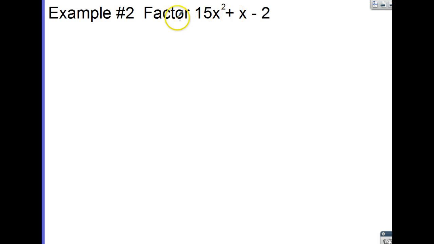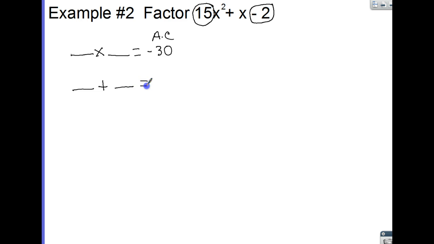All right, let's do another example. Don't expect that you're going to get this the very first time we do it, so I want to show you several of these. Okay, so for this problem, we know that we're looking for two numbers that will multiply to be AC. Well, our A is 15, and our C is negative 2. Don't forget the sign. And so that would give us negative 30 when we multiply those two numbers, or that's A times C. And at the same time, these same two numbers have to add up to be the B number, and the B number is positive 1, so they have to add up to be 1.